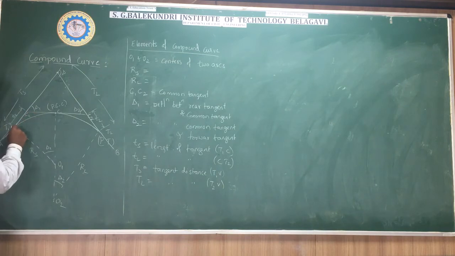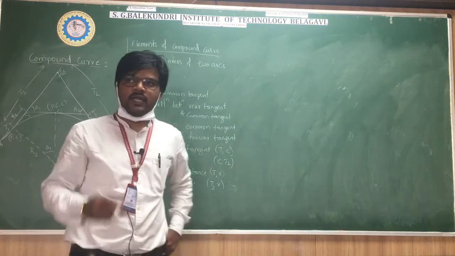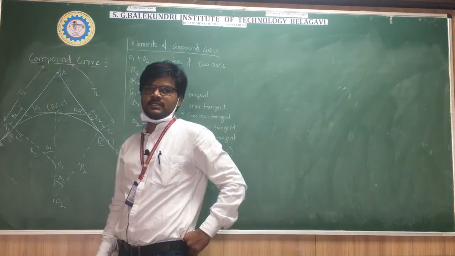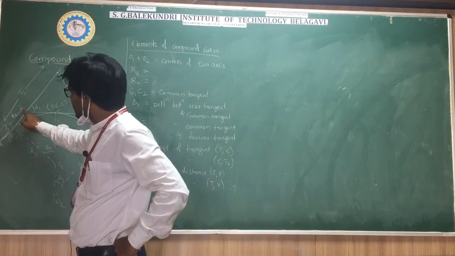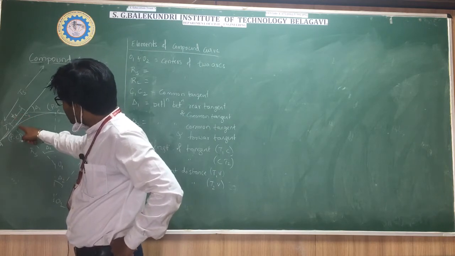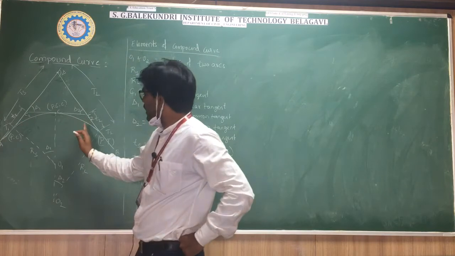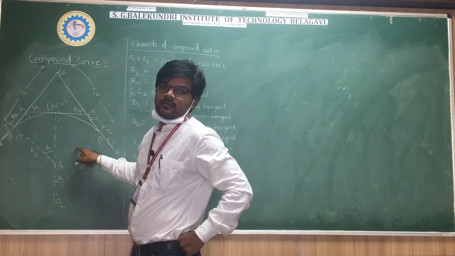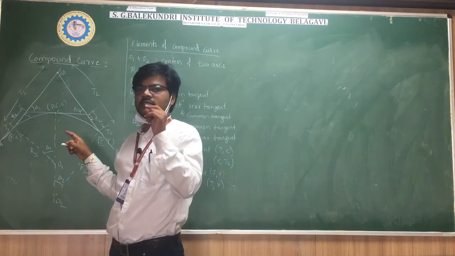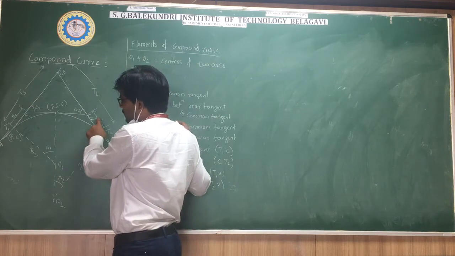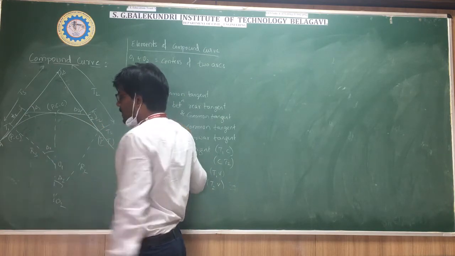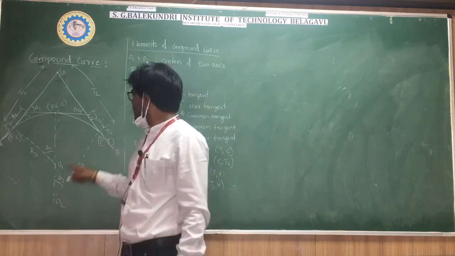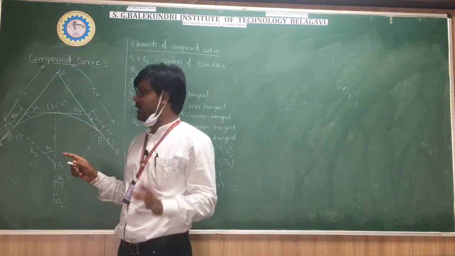Here T1 C1, I have written as a small ts. Small ts is the tangent distance of the first arc. Similarly, on the other side, I have written tl. Small tl is the tangent distance of the second arc. S stands for shorter radius and L stands for longer radius.